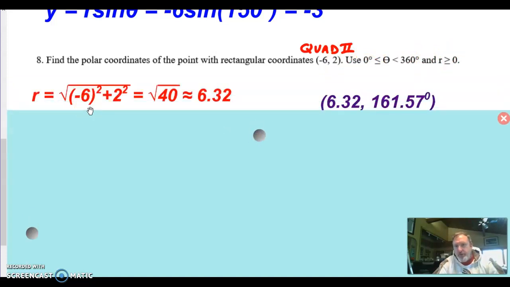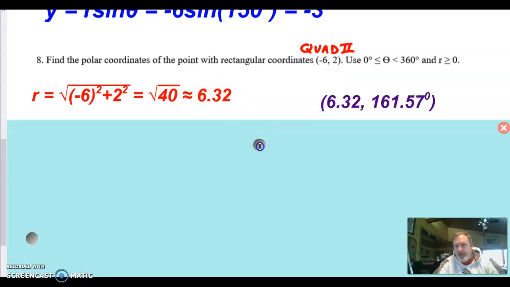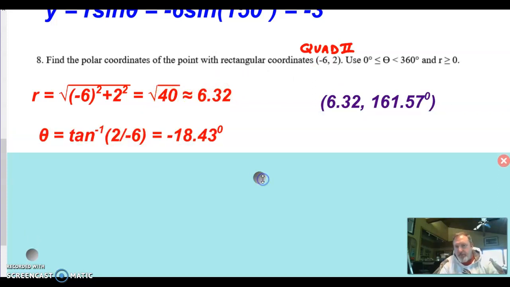So first thing I'm going to do, I'm going to square both of those. That's going to give me my r value. So I square my x and y, get square root of 40. Then I'm going to take the inverse tangent to get my angle. When I do that on my calculator, I get negative 18.43.